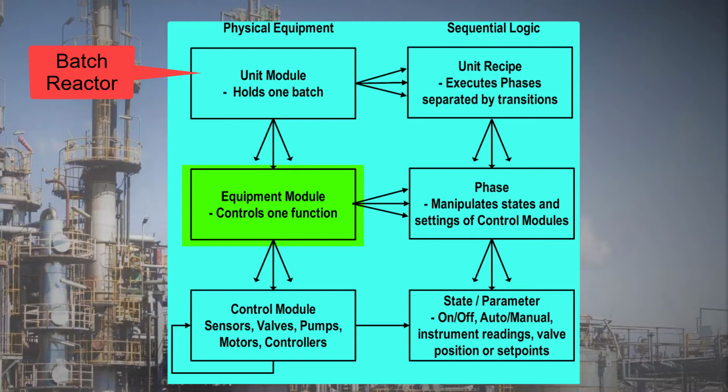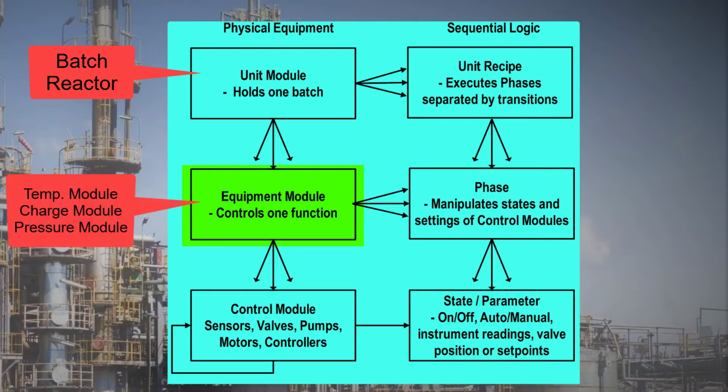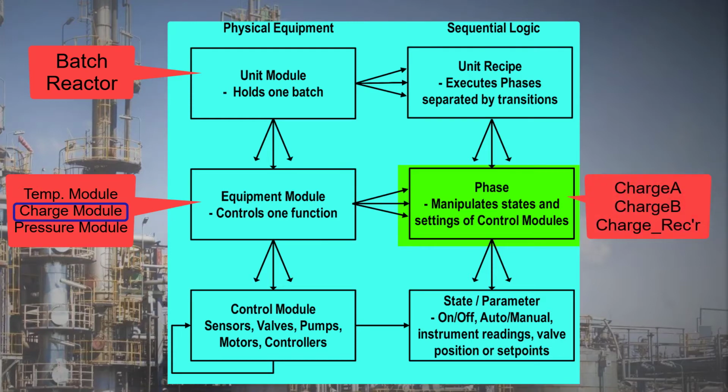So the reactor might have a temperature control unit, which includes all the equipment to control temperature, like heat exchangers and the associated sensors, valves, pumps, and controllers. Just as unit recipes document the sequences that the unit runs, each equipment module has one or more phases. So the batch charge equipment module for our batch reactor, capable of charging A, B, or the condensate receiver, would have 3 phases: charge A, charge B, and charge receiver.